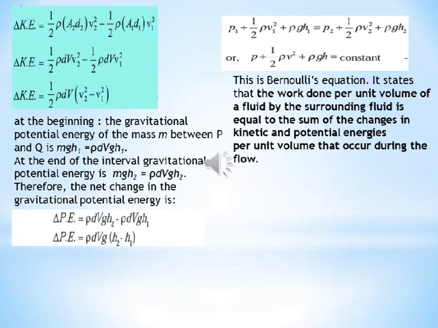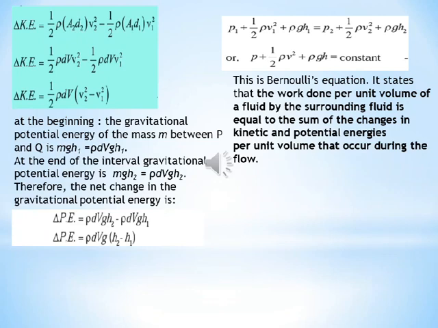At the end, what will happen to the potential energy? It will be mgh2. So again, rho dV g h2. So what will be the net change in gravitational potential energy? That will be delta P, the potential energy. Delta P is rho dV g h2 minus rho dV g h1. So what is common in both the terms? Rho is common, dV is common, and obviously g is common. So what remains in the bracket? That is h2 minus h1, the difference in height itself. So delta P is rho dV g into the bracket h2 minus h1.